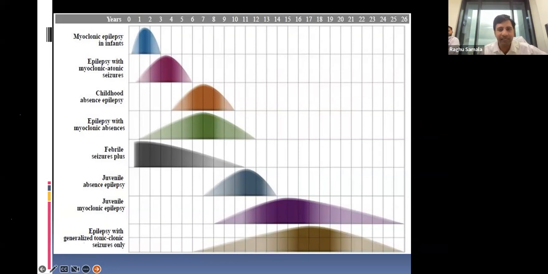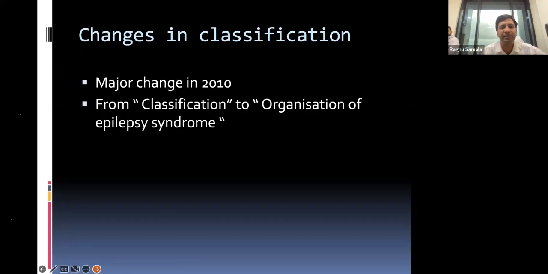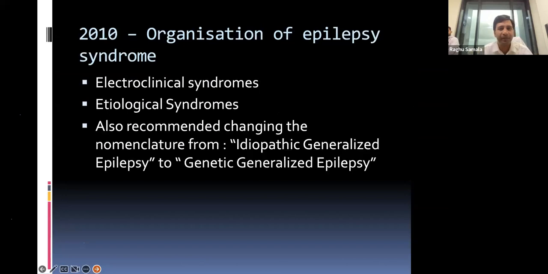And this is the recent revised terminology. In this, the major change in 2001 was going from classification to the organization of the epileptic syndromes. These epileptic syndromes are organized, first, as electroclinical syndromes based on the EEG and the clinical features, and the second is etiological syndromes. It was also recommended to change the nomenclature from idiopathic generalized epilepsy to genetic generalized epilepsy.